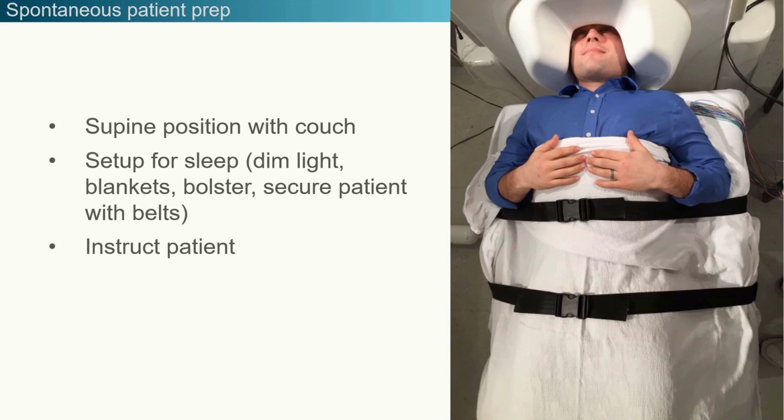Position the patient on the couch. Make them as comfortable as possible. Set up the room for sleep. For example, dim the light, cover the patient with a blanket, add a bolster under their knees and secure the patient with belts. Instruct the patient to relax and lie still. When appropriate, encourage the patient to fall asleep.